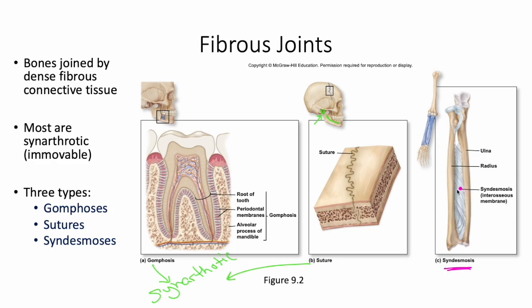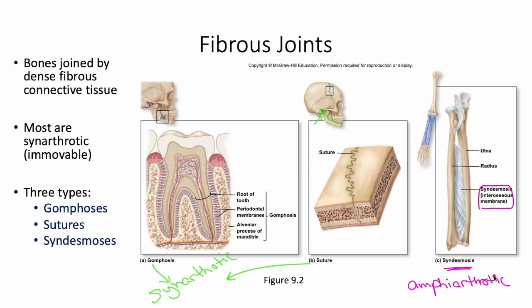Okay, so the final type, syndesmosis, is the joint between the radius and the ulna. And there's one other example I'll tell you in a minute. But this joint is simply an interosseous membrane made of collagen that holds the radius and the ulna together. It is actually slightly movable, so it is amphiarthrotic, but it doesn't move very much, just a teeny bit. I misspelled that, sorry, amphiarthrotic.